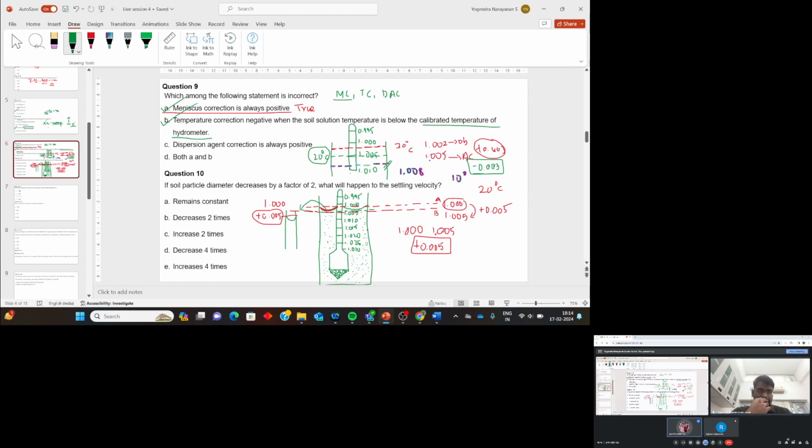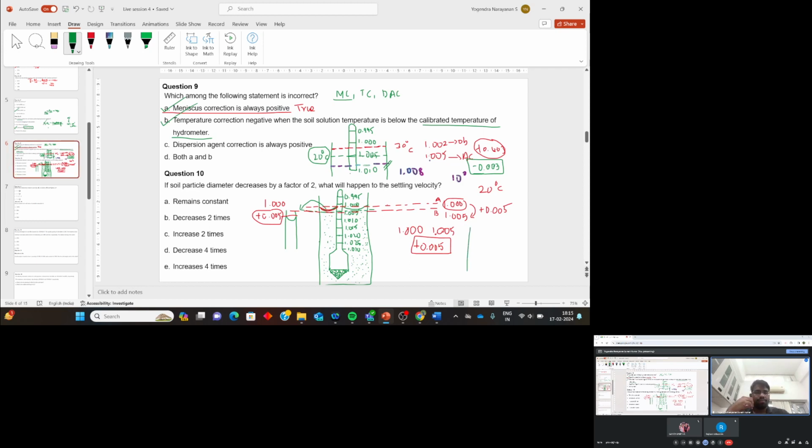Why, sir, does adding dispersive agent increase density? So, you are adding extra powder kind of thing. What happens, for example, if you add salt in water? Its density will increase, right? Are you able to understand? Yes. Okay. It is simply, this dispersive agent will be a powder. It is a salt kind of thing. When you put it in water, it will tend to increase the density.